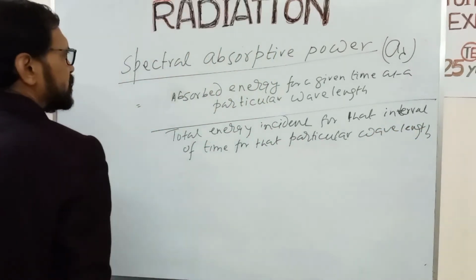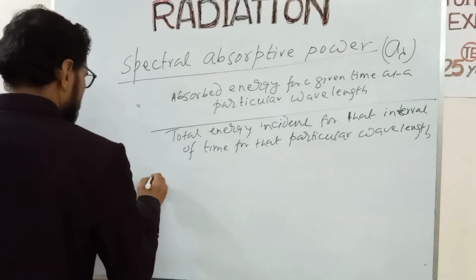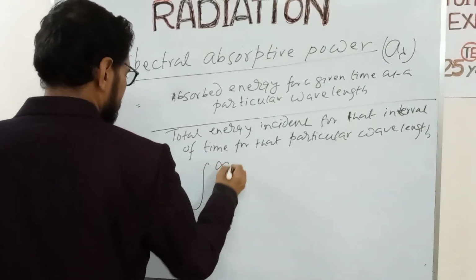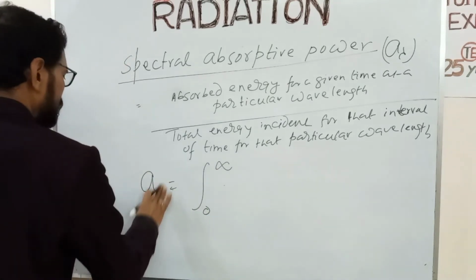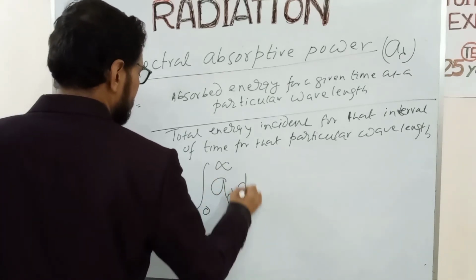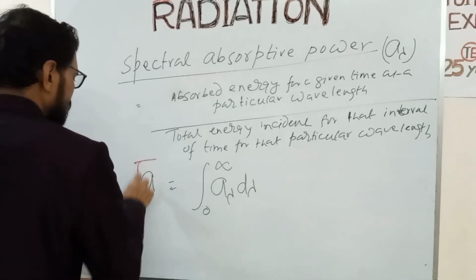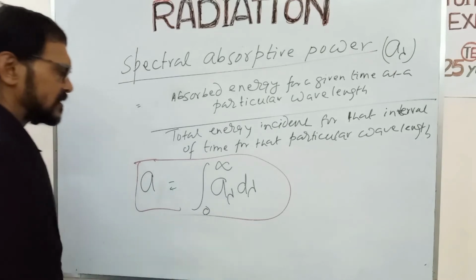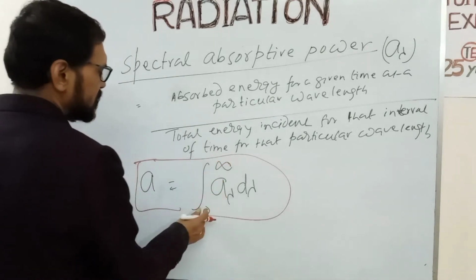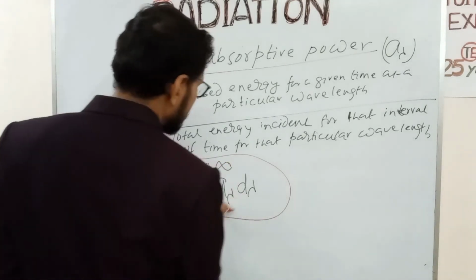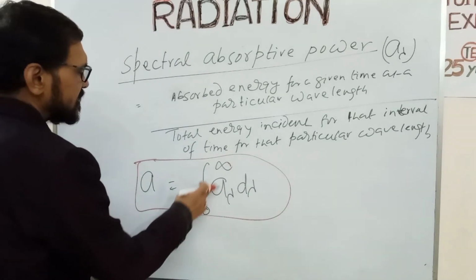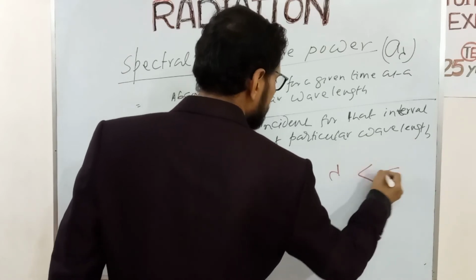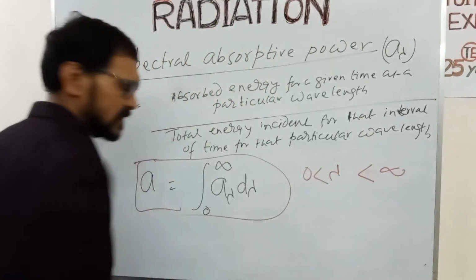This is defined as the spectral absorptive power, with lambda from 0 to infinity, and A equal to the integral from 0 to infinity of A lambda d lambda. So this is the normal absorptive power and this is the spectral absorptive power, because the hot body radiates all the wavelengths whose range is from 0 to infinity.